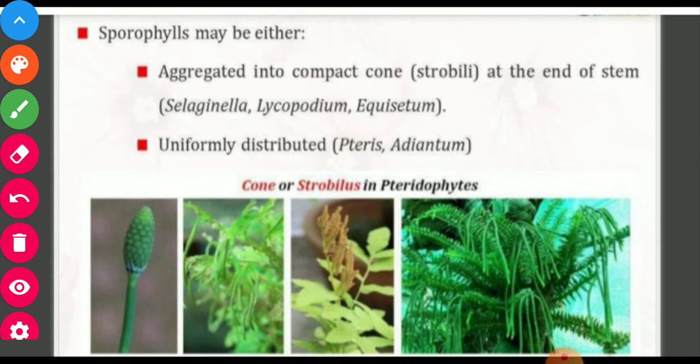Sporophylls may be either aggregated into a compact cone, like this. This is a cone. They may be in a compact cone, called a strobilus, at the end of the stem, like in Selaginella, Lycopodium, and Equisetum. Or uniformly distributed, like in Pteris and Adiantum. So this is the structure of a cone.